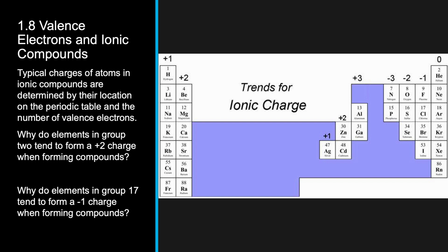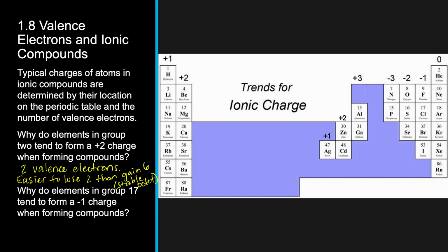Typical charges in ionic compounds come from where an element sits on the periodic table, because that tells us how many valence electrons it has. So the first question: why do elements in group 2 tend to form a +2 charge when forming compounds? Well, that's because group 2 elements have 2 valence electrons. It takes less energy for them to lose those 2 electrons than to gain 6 more, so they tend to form a +2 charge when bonding.